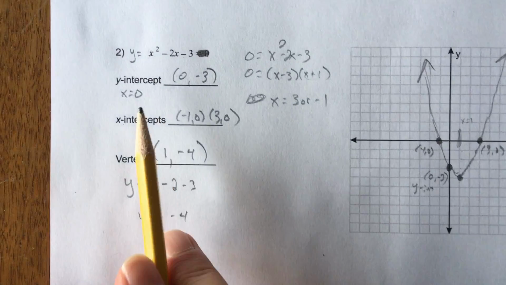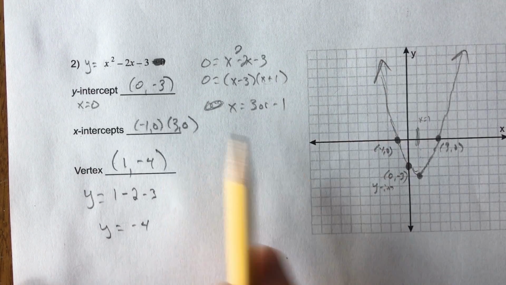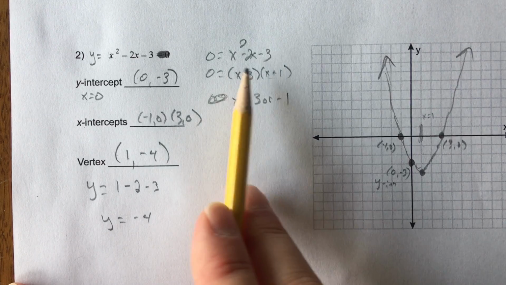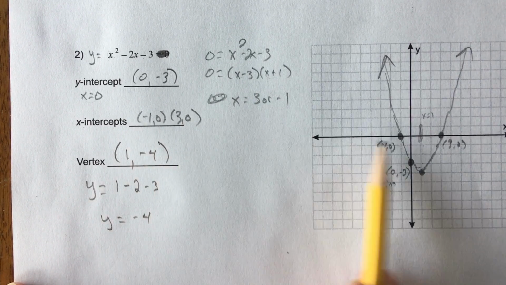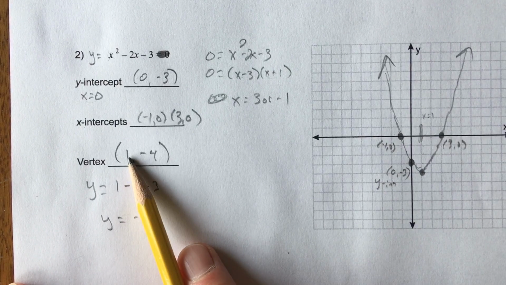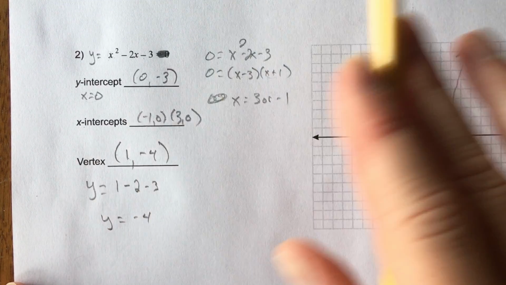So again, set x equal to 0 to start with. That'll tell you where you're at on the y-axis. Then set y equal to 0. Solve it out like we've been doing with the factoring method, and you'll get your two x-intercepts. Go halfway between. That'll be your x value of the vertex. Plug that in, and that'll give you your y value. And then that's your process.